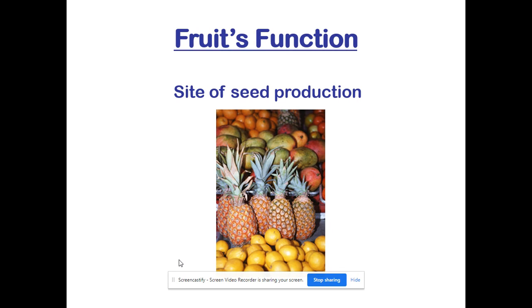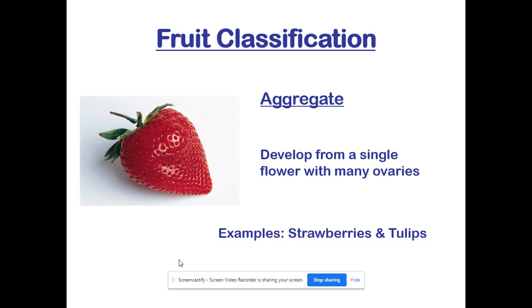So one of the things that we benefit most from with flowers is the fact that some plants produce fruit that we can eat from these flowers. And there are obviously going to be ways for the seeds to transfer away from the plant and have their own place to grow. There are flowers that produce aggregate fruit. Aggregate fruit means that it develops from a single flower that has many different ovaries. Strawberries and tulips are an example of this.